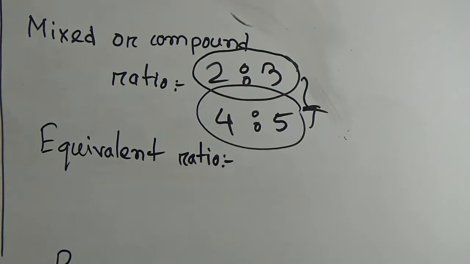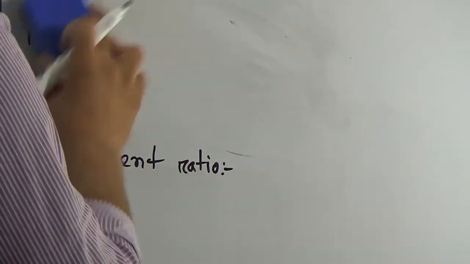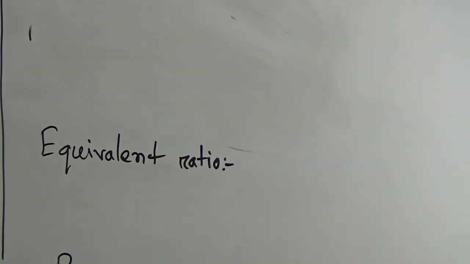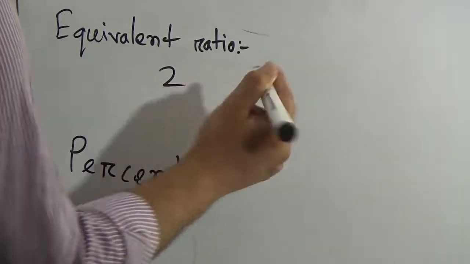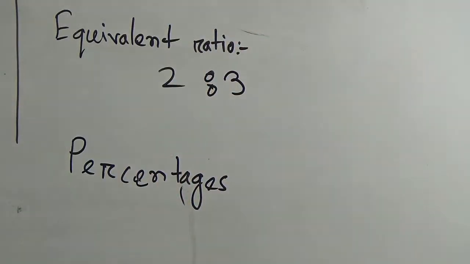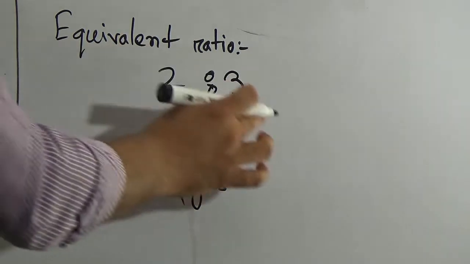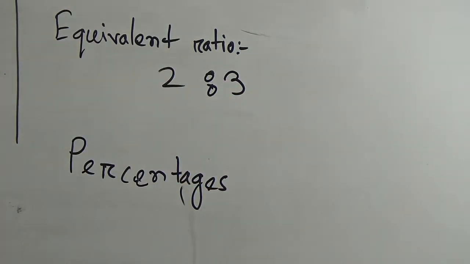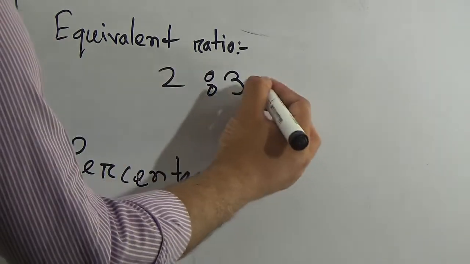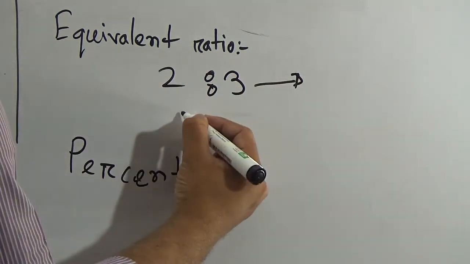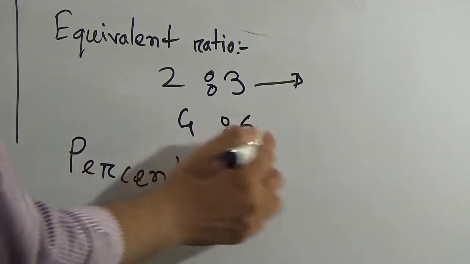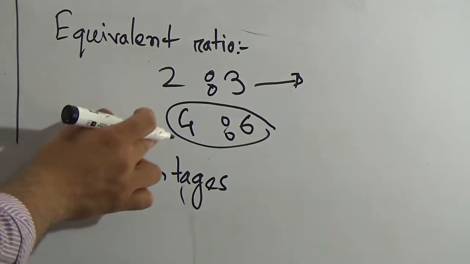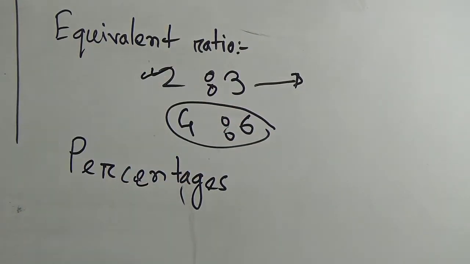Now the equivalent ratio. Equivalent ratio means, if there is a ratio, this is 2 to 3, and we multiply it by a number except 0, then it will be an equivalent ratio. If we multiply both of these by 2, then it will be 4 and it will be 6. So this is the equivalent ratio of this ratio.